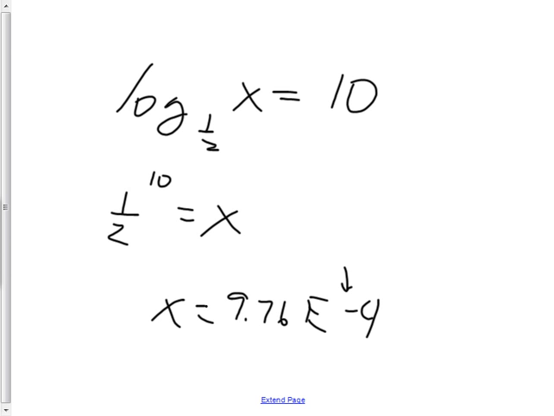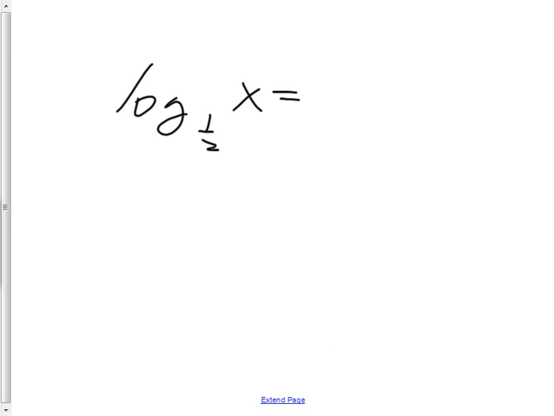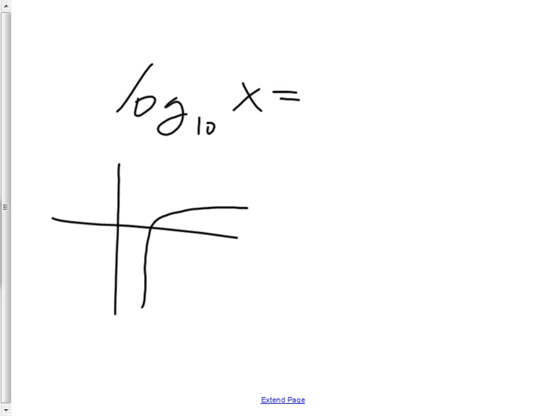Let's say I wanted to graph that. Well, you know what it looks like if I asked you to graph this, right? What's log base 10 look like? Kind of like that, right? What would log base 5 look like then? I'll do it in blue. Not as tight to the axis, right?